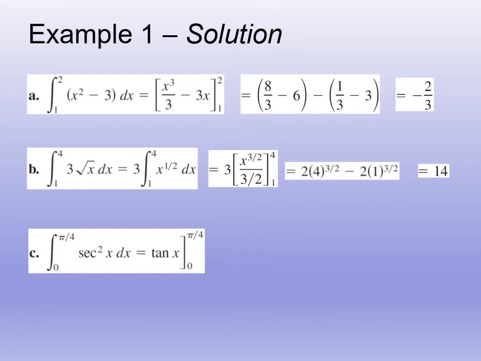So we're going to take tangent x and evaluate tangent x at pi over 4 and 0. So we should know that tangent of pi over 4 is equal to 1, and we should know that tangent of 0 is equal to 0 when we go through this. All right, so 1 minus 0 is 1.